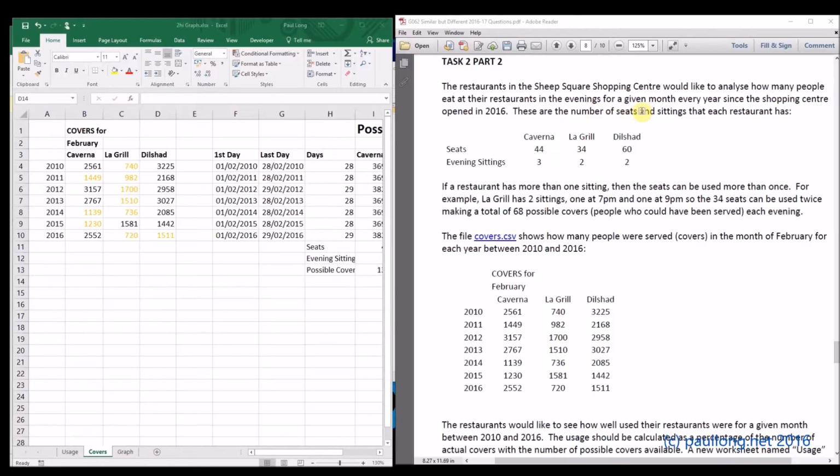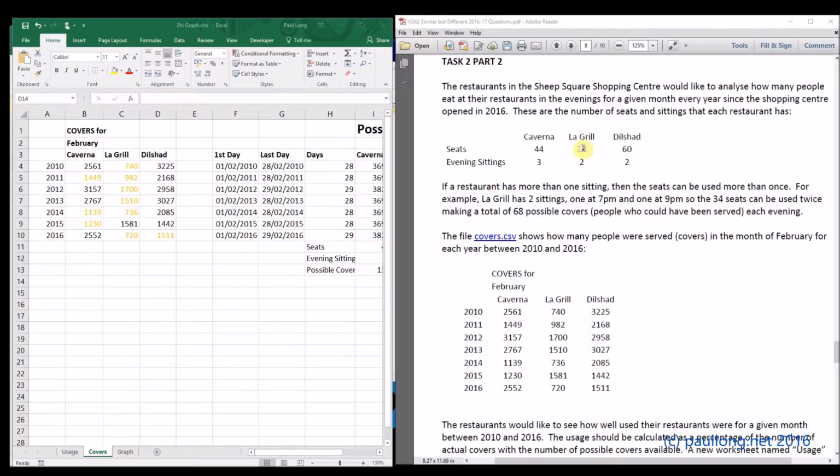Now we're going to be focusing on February, and there's a reason for that, because February has issues with leap years. But it could be any month that they ask for, so this needs to be able to work for any month. Now it tells us here that Caverna has 44 seats and 3 sittings. La Grille has 34 seats and 2 sittings.